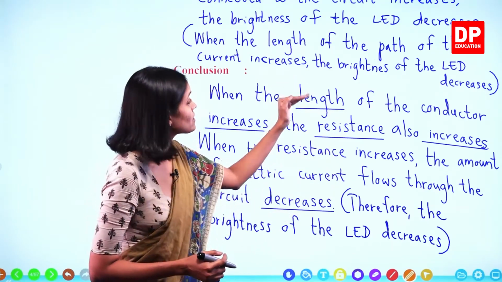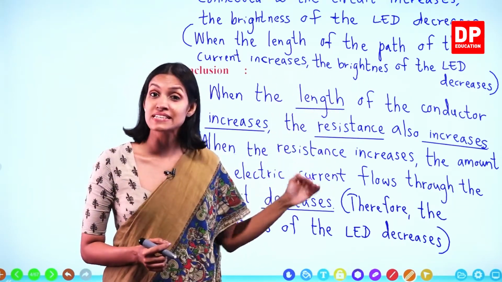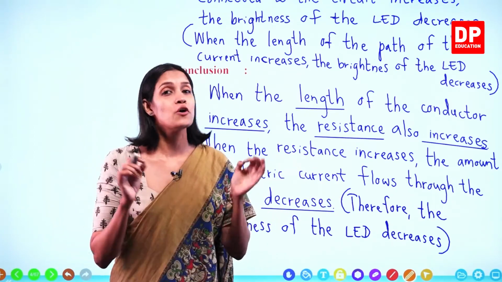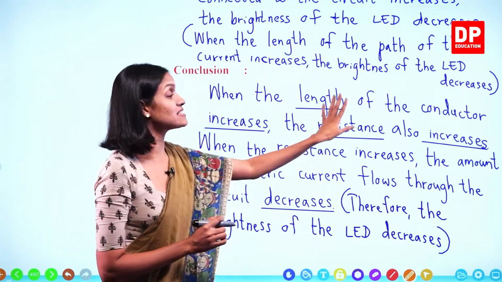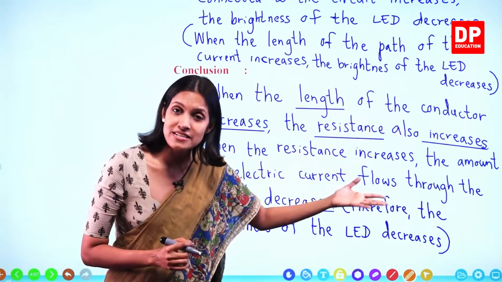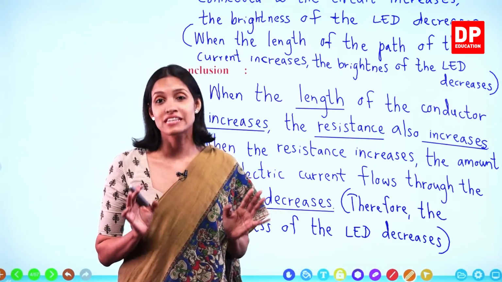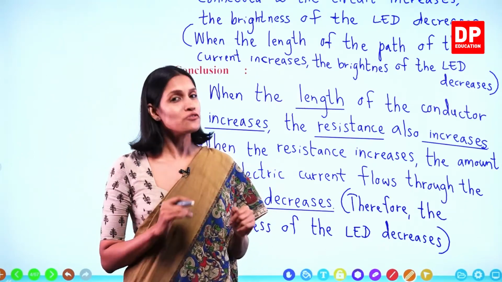So when the length of the conductor of a certain circuit increases, which means the length of the wire increases, what happens, children? The resistance increases. When the resistance increases, the amount of electric current flowing through the circuit decreases. Understand, children? We'll move on to the next.